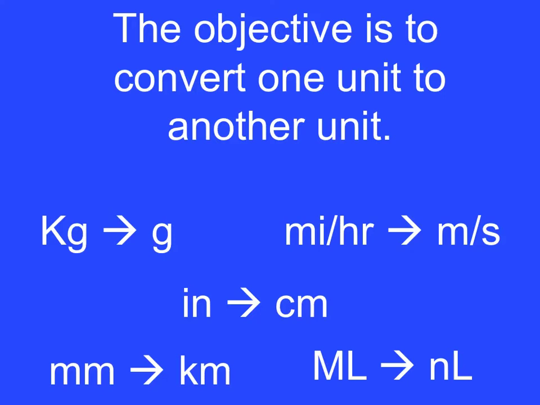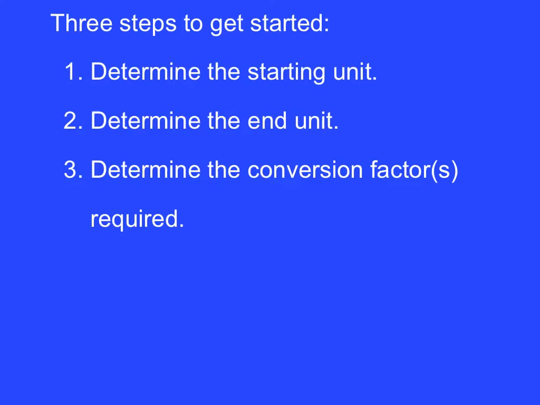Right now we're doing SI prefixes, and we're converting from a value like meters to another value of the SI prefixes like millimeters or kilometers. Here are the basic steps. Number 1, determine the starting unit. That's the given information. Number 2, determine the end unit. That's the question being asked. Number 3, determine the conversion factors required. Yep, that's it.